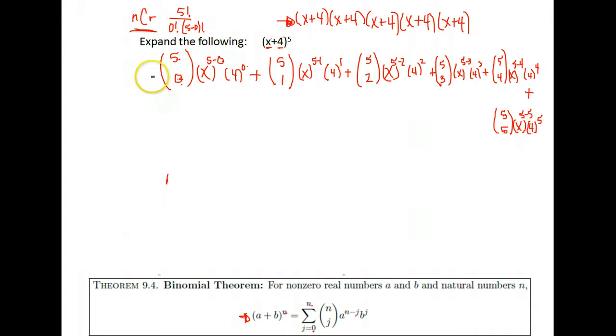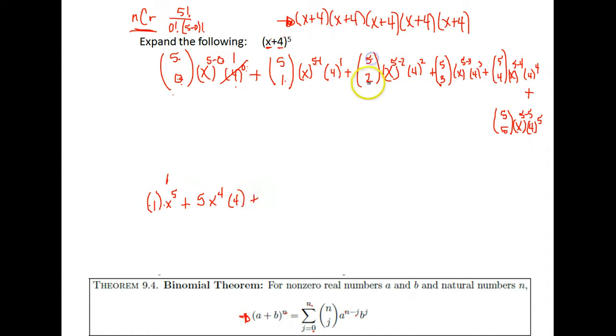Okay, we're going to calculate each of these things. I'm going to start down here. So my first one was 5 choose 0. That turns out to be 1 if we simplify it. And then we have x to the 5 minus 0, which would be 5. 4 to the 0 power, anything to the 0 power is just 1. So we have 1 times x^5, plus 5 choose 1 gives me just 5. x to the 5 minus 1 is the fourth power, and 4 to the first power is just 4.